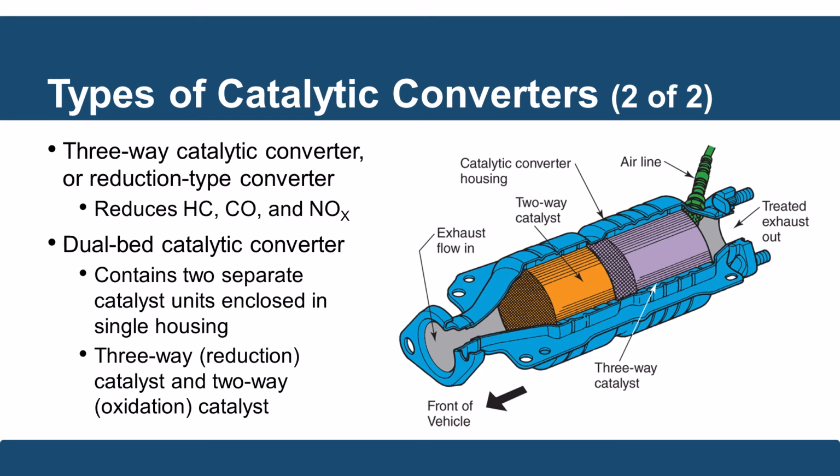Today's vehicles, most of them are using what they call a three-way catalytic converter or reduction type converter. These reduce HC, CO, and NOx. You'll see that there's a dual bed, or there's two different sections in this housing, used to create this three-way catalyst cleaning that happens. Now, it's very important that the engines are running between this fuel control system, this rich and lean condition.